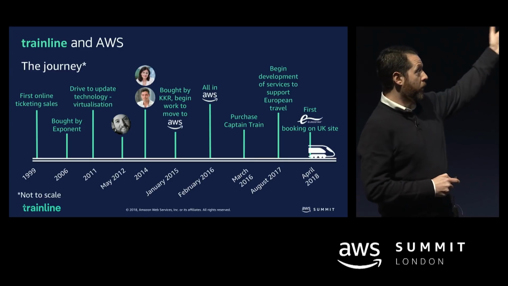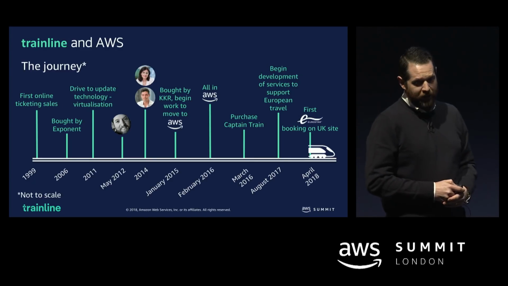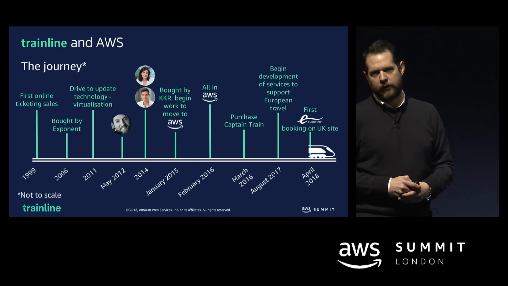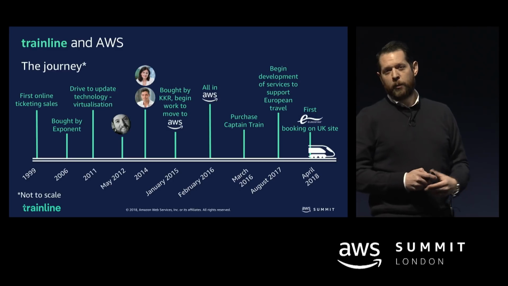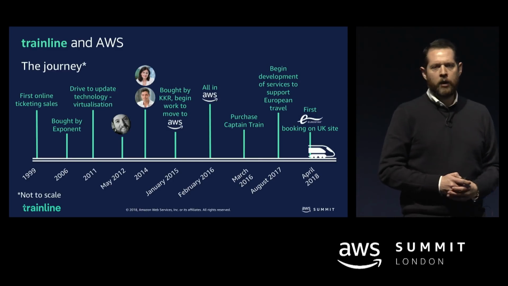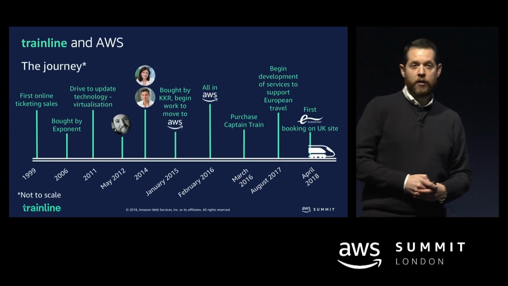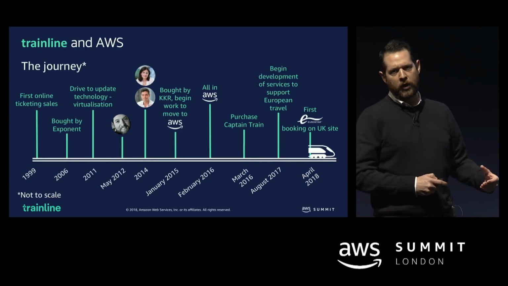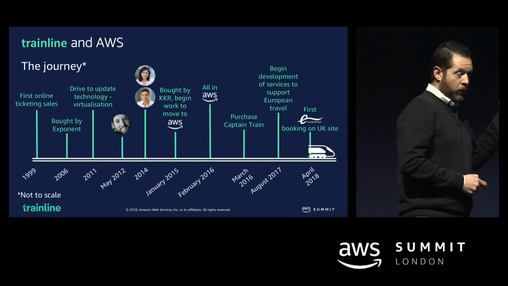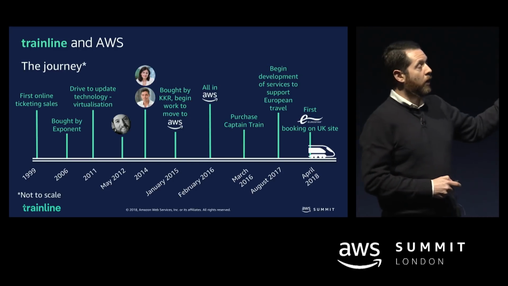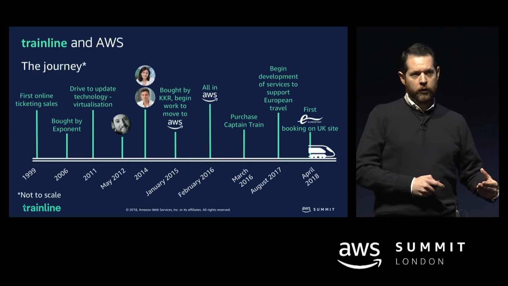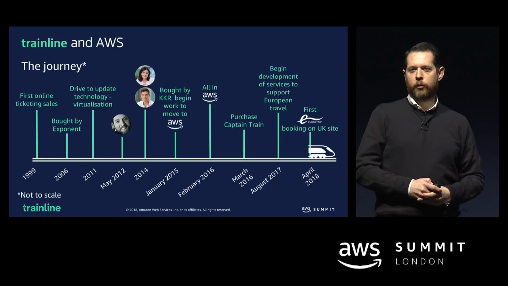We then purchased Captain Train in March 2016, and Captain Train were a Paris-based startup that did for EU Rail basically what Trainline did in the UK. And really, we started this journey with them to take on board the expertise that they had around European travel and start to integrate more carriers into our platform. So around August 2017, we started to deploy those services and build out that European side of our platform a lot more. And at this point, we knew that our AWS cost bill was going to increase.